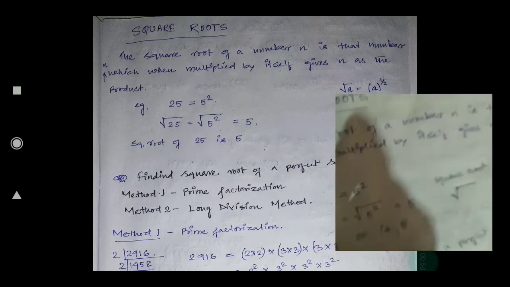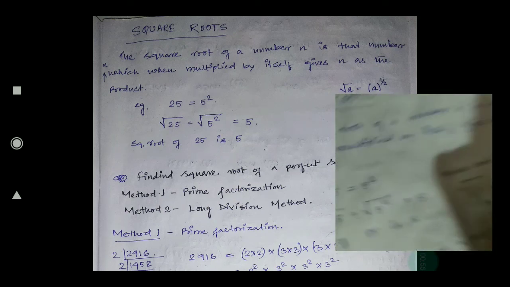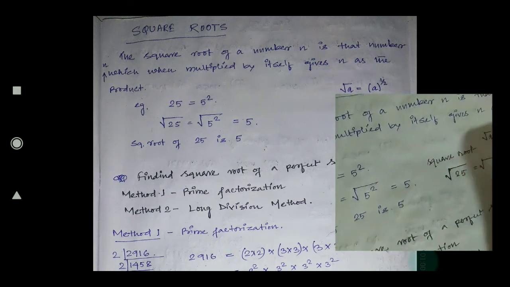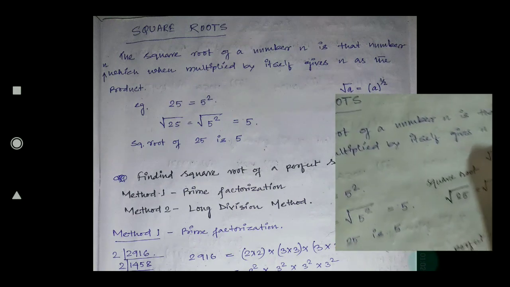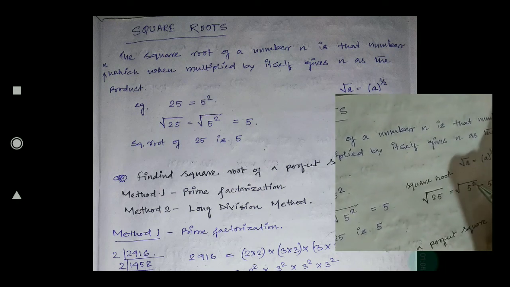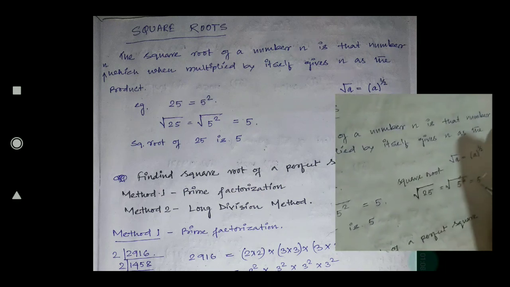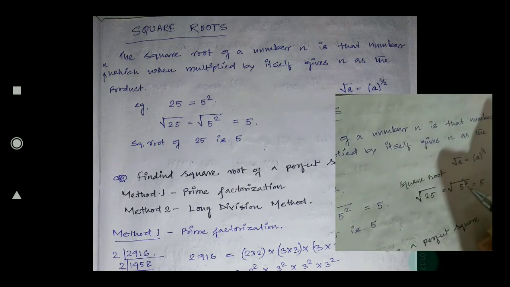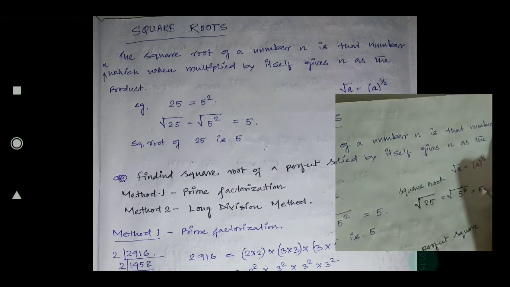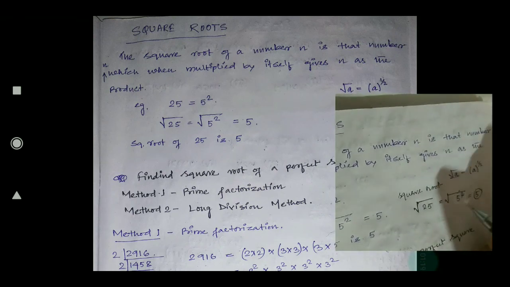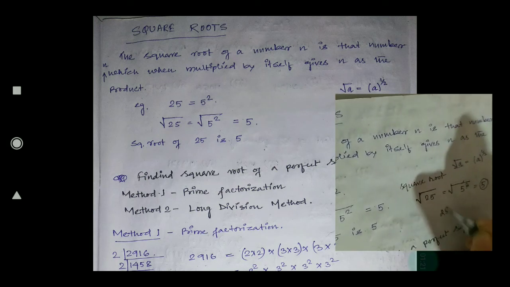So if I take the square root of 25, it will be like this: square root of 5 square. That means this square and this root get cancelled. For the first time I am explaining that this 2 and this square root get cancelled, and only 5 will be there.